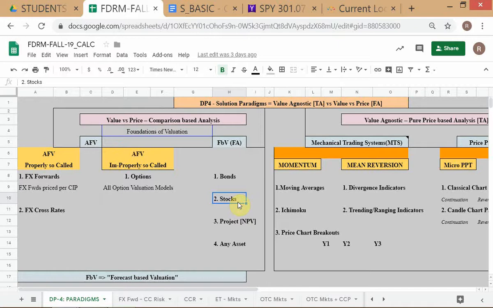But the important thing to understand is why I call them forecast-based. These are forecast-based because the other class of models, the AFV models, are, strictly speaking, not based on forecast. So here you have a classification in this value versus price box. You have two subcategories: one is the AFV models and one is the forecast-based valuation models.